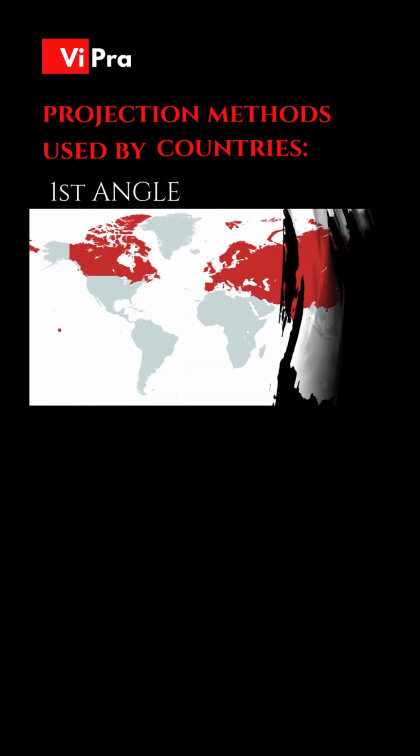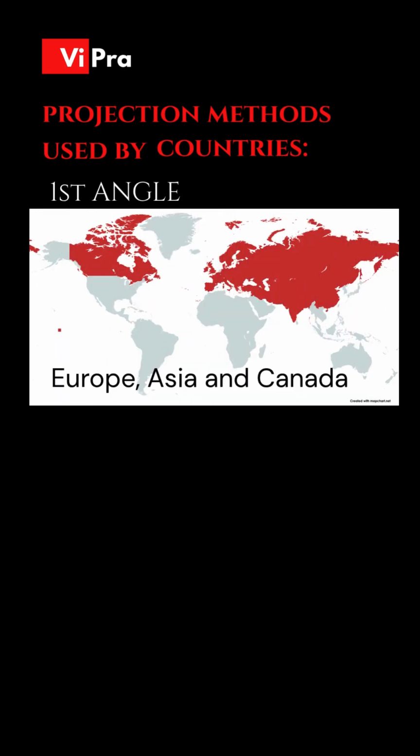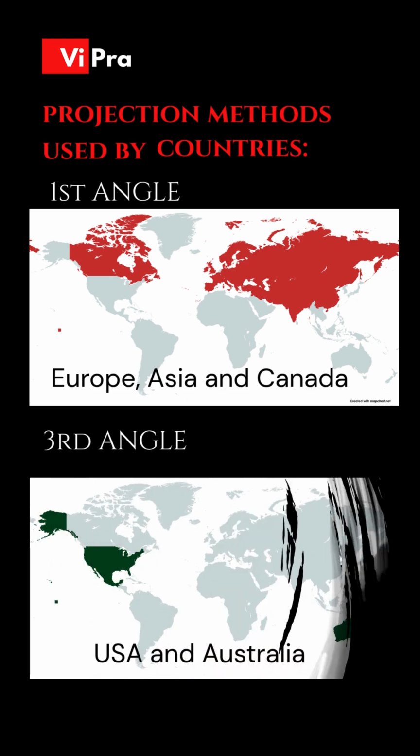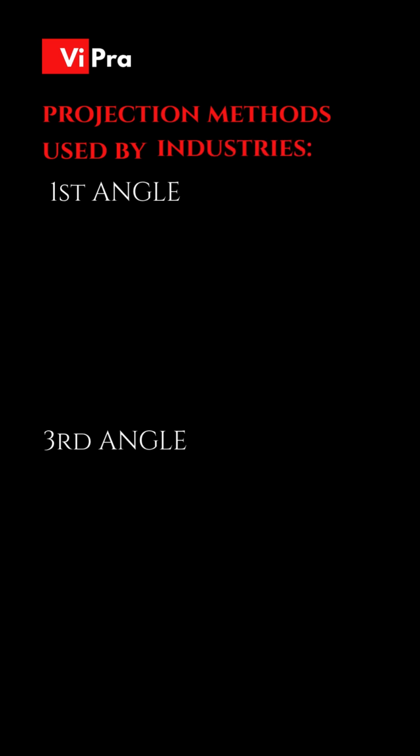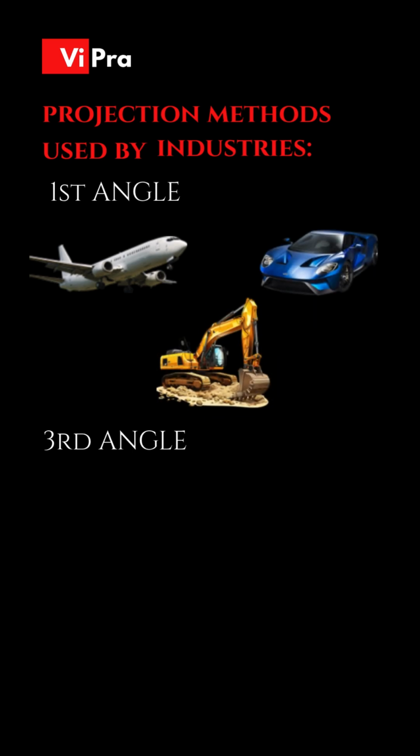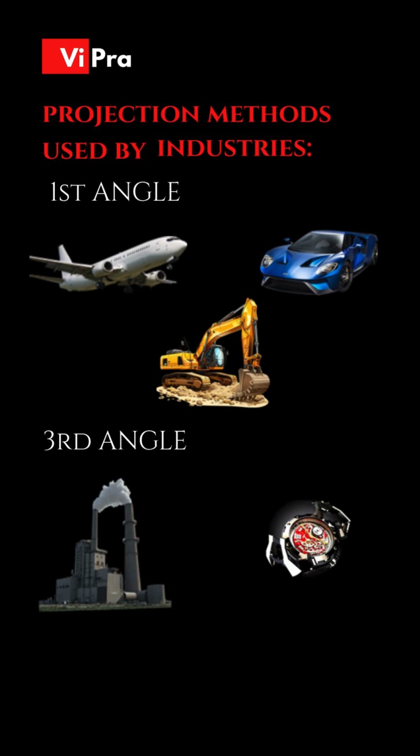As we learn about the projection methods, let's find out where and which field prefers which projection method. First angle projection is mostly used in Europe, Asia and Canada region, whereas USA and Australia prefer to use third angle projection. First angle method is generally used in aerospace industry, automobile, and heavy machinery. Third angle method is used in manufacturing and product-based industry.